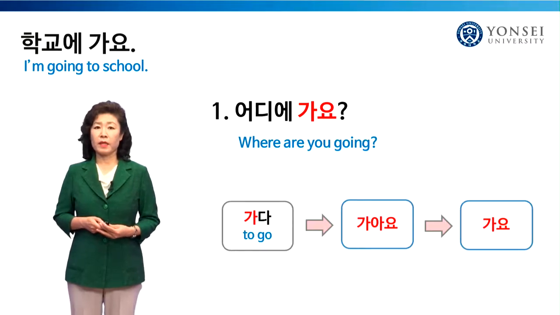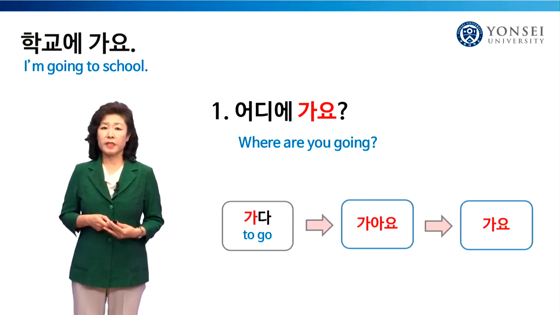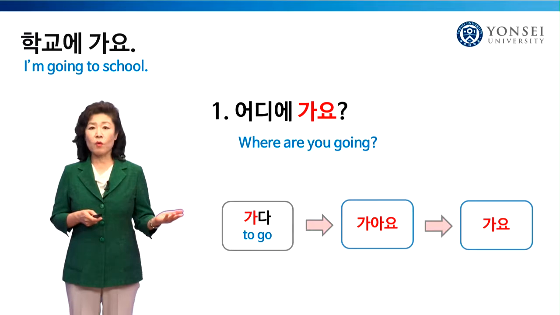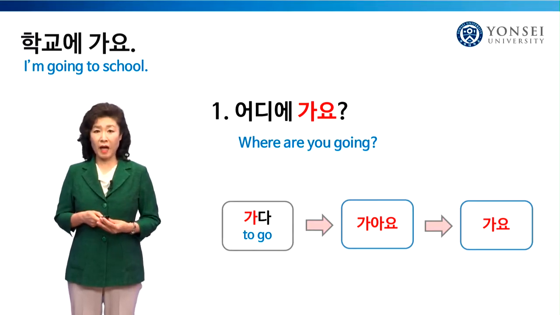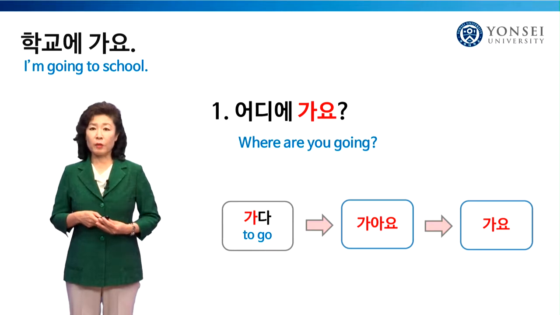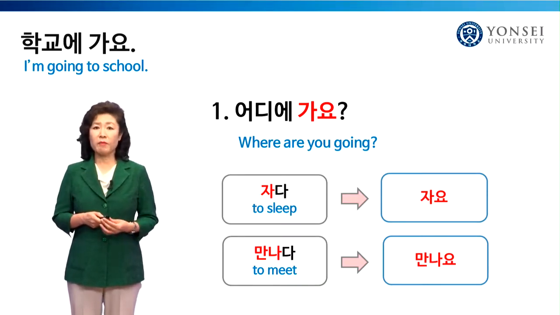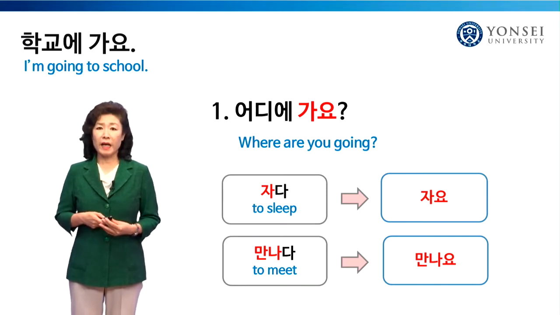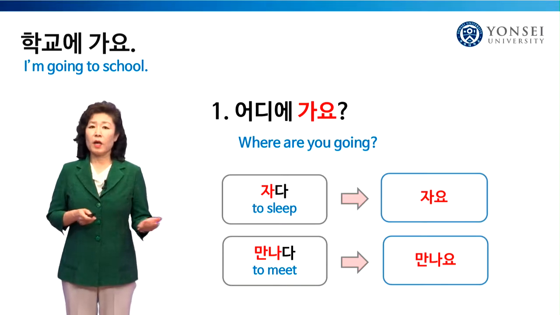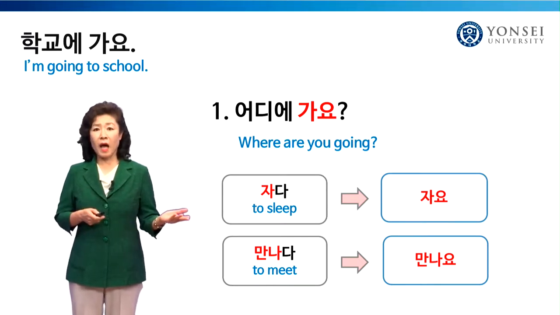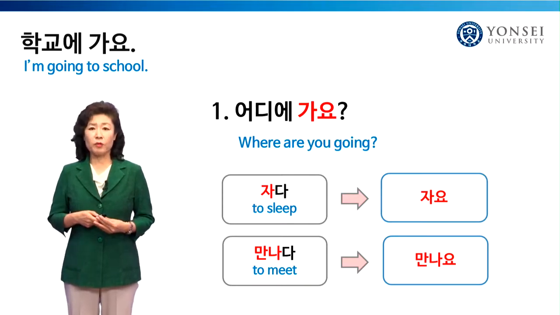Then how does 가다 change? There is an a sound in 가 of 가다. If it has a vowel a or o in the verb stem, you take 아. Then 가다 becomes 가아요, but we say 가요 for short. Then how about 자다? Like 가다, 자다 becomes 자요. What about 만나다? It goes the same way. What is the verb stem of 만나다? Yes, it is 만나. And we take the vowel a. Since it ends with a in 만나, it becomes 만나요, just like in 가다.